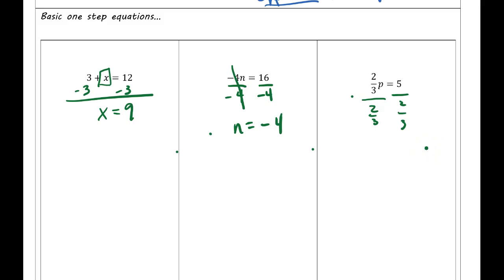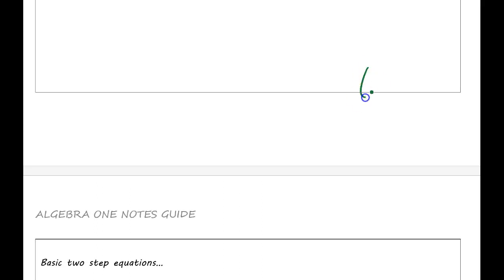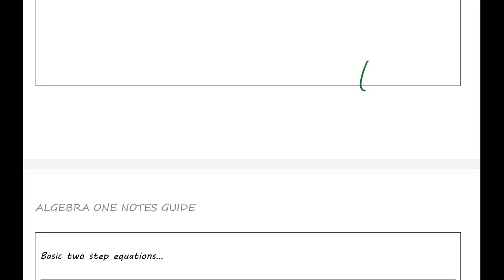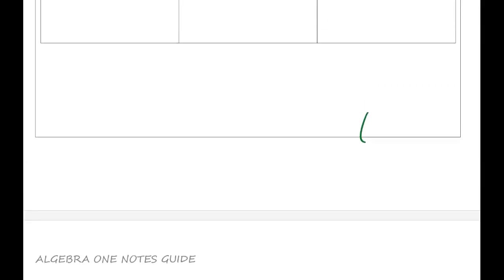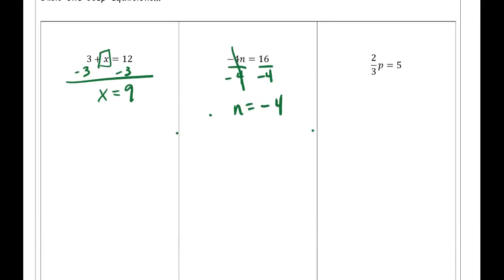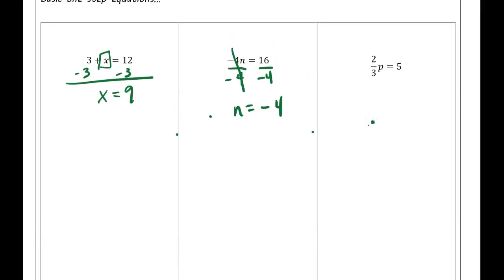And so what I use instead, I'm going to erase this, sorry if you're writing in pen. What I do instead is I like to get rid of this number by multiplying by the reciprocal, okay? Okay, there it is. So I like to multiply instead by the reciprocal. So what I do is I take this side and multiply by 3/2, and I take this side and multiply by 3/2 just because I have to be fair. Now, why 3/2? Why the reciprocal?